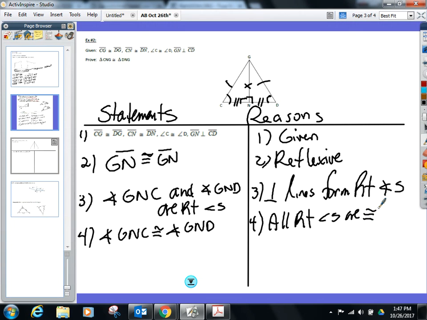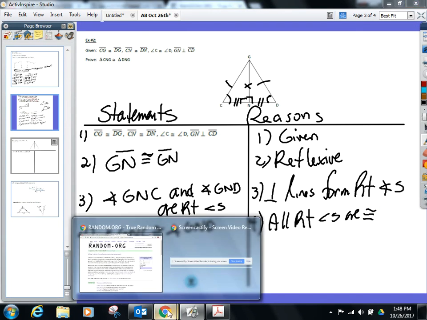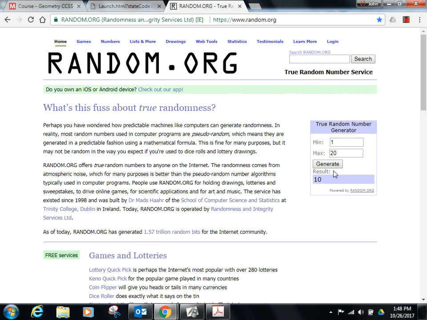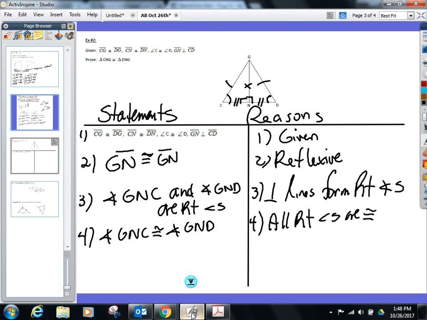You guys are on a roll. And then how do you get the third pair of angles congruent up there? How do we get the third pair congruent? Who's got 10? Hi. Isn't it angle CGN congruent to DGN?